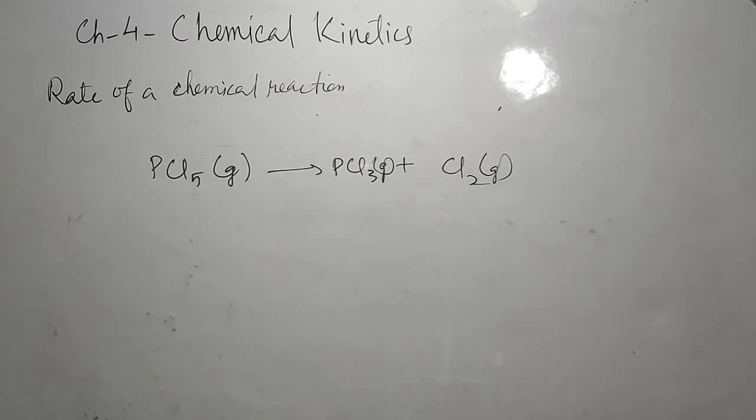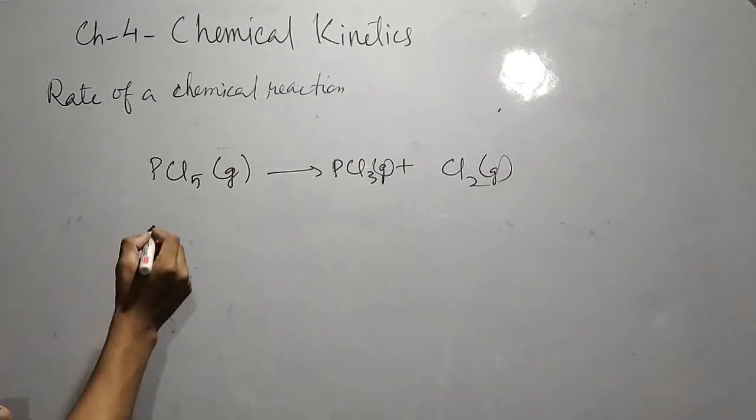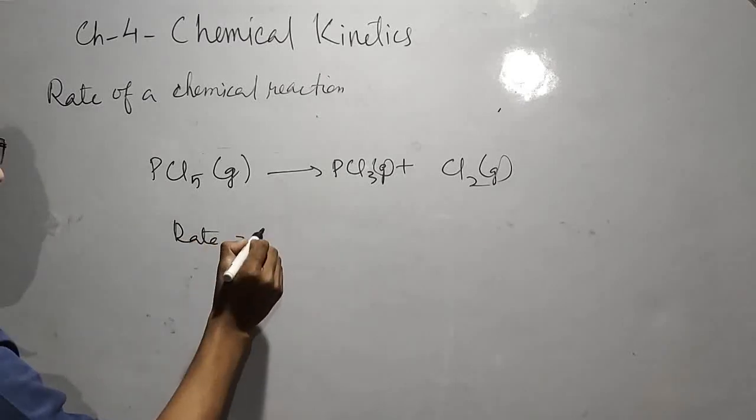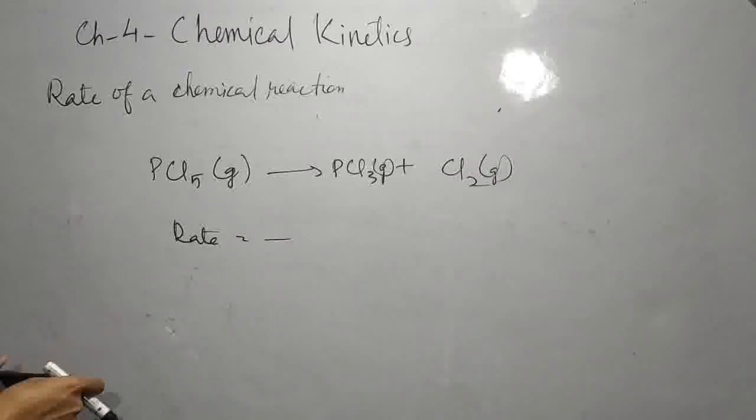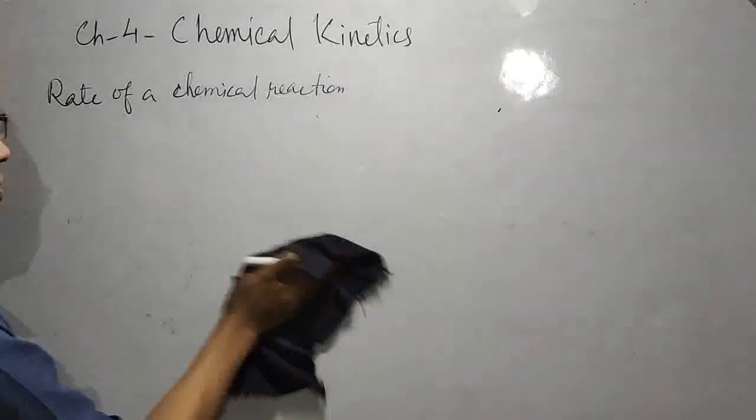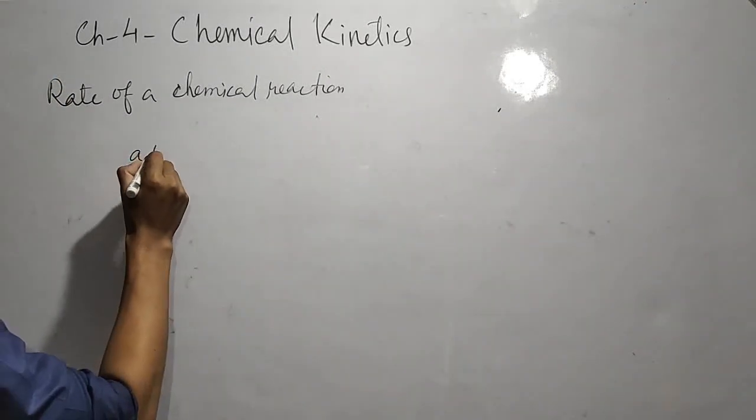So far, whatever we have discussed is for those reactions that have the same stoichiometric coefficients. Now let us see those reactions that involve different stoichiometric coefficients. This one you complete by yourself, rate equals to, you write it yourself. Then the next one is for different stoichiometric coefficients.